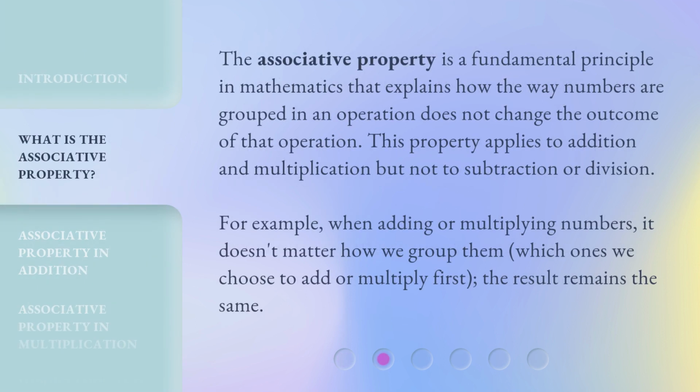The associative property is a fundamental principle in mathematics that explains how the way numbers are grouped in an operation does not change the outcome of that operation. This property applies to addition and multiplication but not to subtraction or division. For example, when adding or multiplying numbers, it doesn't matter how we group them, which ones we choose to add or multiply first. The result remains the same.